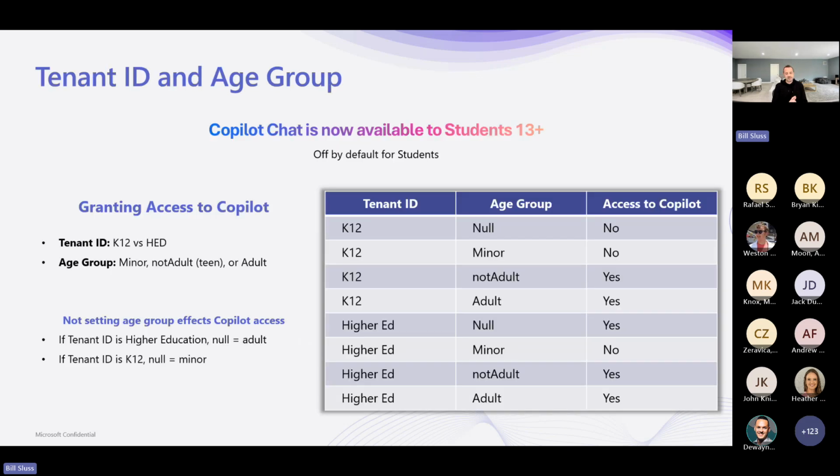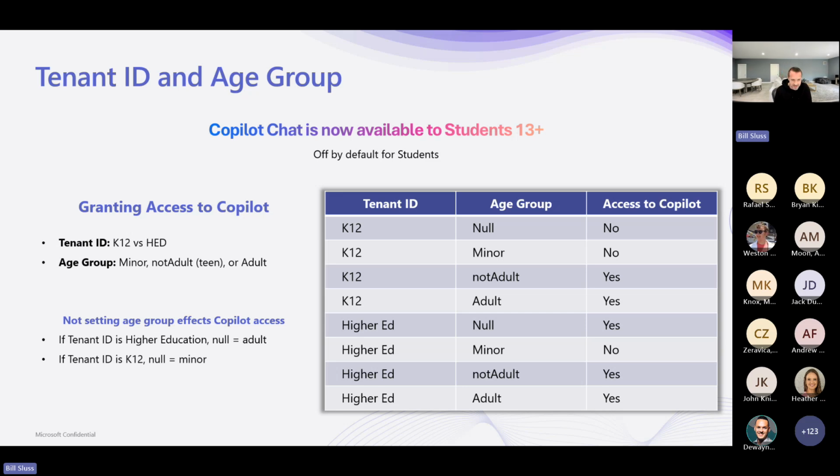All right, let's pivot now to the tenant ID and age group. We announced back in August, one of the biggest announcements, that we expanded Copilot Chat availability to students 13 and over. Previously, that was 18 and up. We are now supporting 13 and over. And so the question is naturally, how do I turn it on or turn it off in some cases? In the latter, you don't have to worry about it. It's off by default. If you're worried about it just showing up, it's not going to happen, because you have to do extra stuff to turn it on, unlike some other platforms.